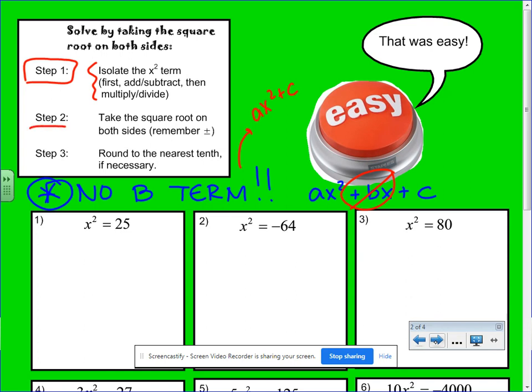Step 2, take the square root on both sides. Remember that plus or minus. Step 3, round to the nearest tenth.